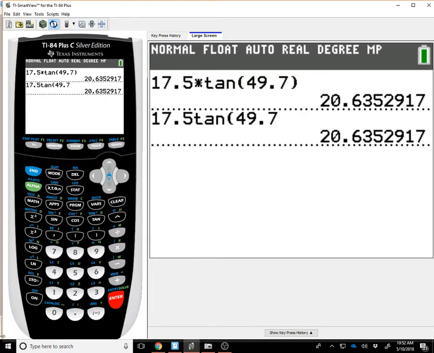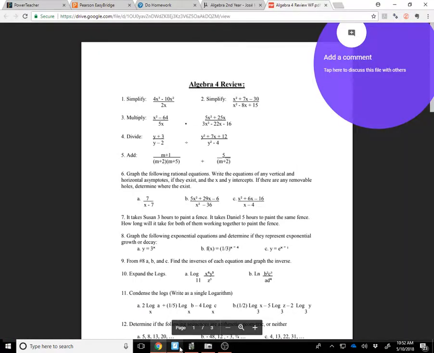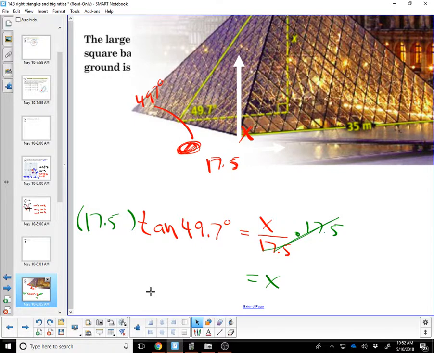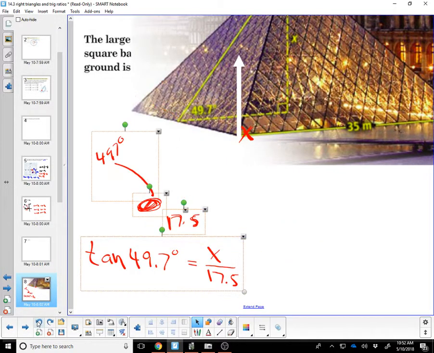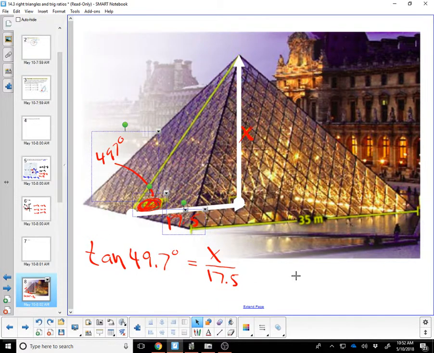All right, cool. So, how did you know to use tangent? Because, let's go back to the picture. See how I have this angle, correct? So this is the viewpoint I'm sitting at. And I have the adjacent side, which is 17.5, and I want the opposite, because that's the height. So I have to think to myself, which trig ratio uses the adjacent and the opposite?